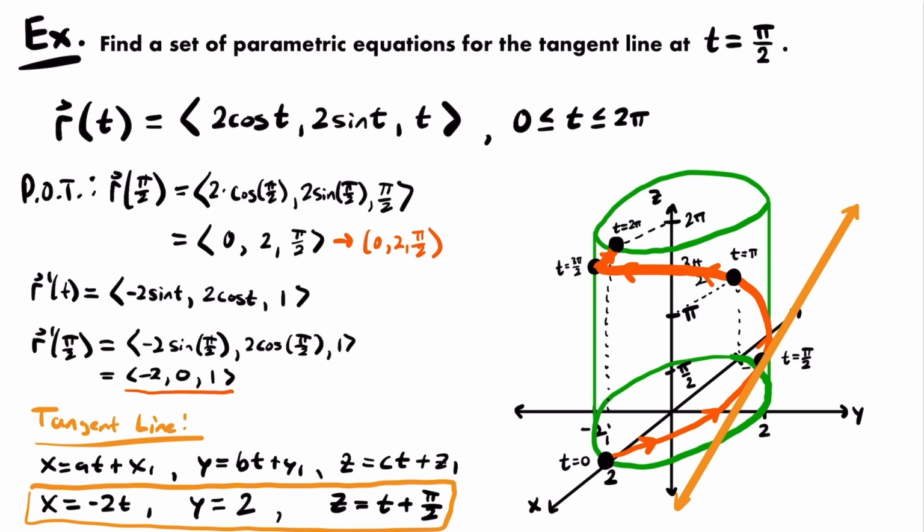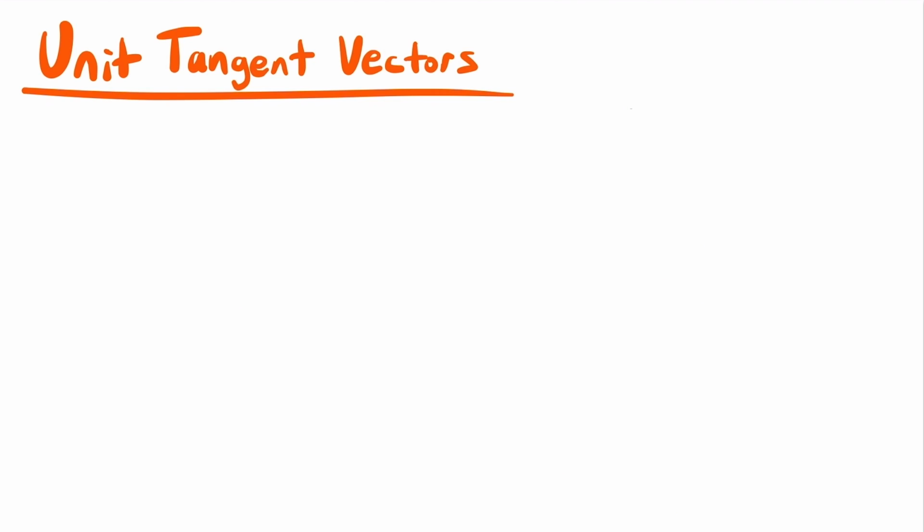Okay, so that's the process for finding a set of parametric equations that represents a tangent line to a point along a space curve. I will have more examples of finding these tangent lines in the examples video for this topic, but before we close out this lesson, there's one more thing we need to look at regarding tangent vectors, and that is the concept of a unit tangent vector.